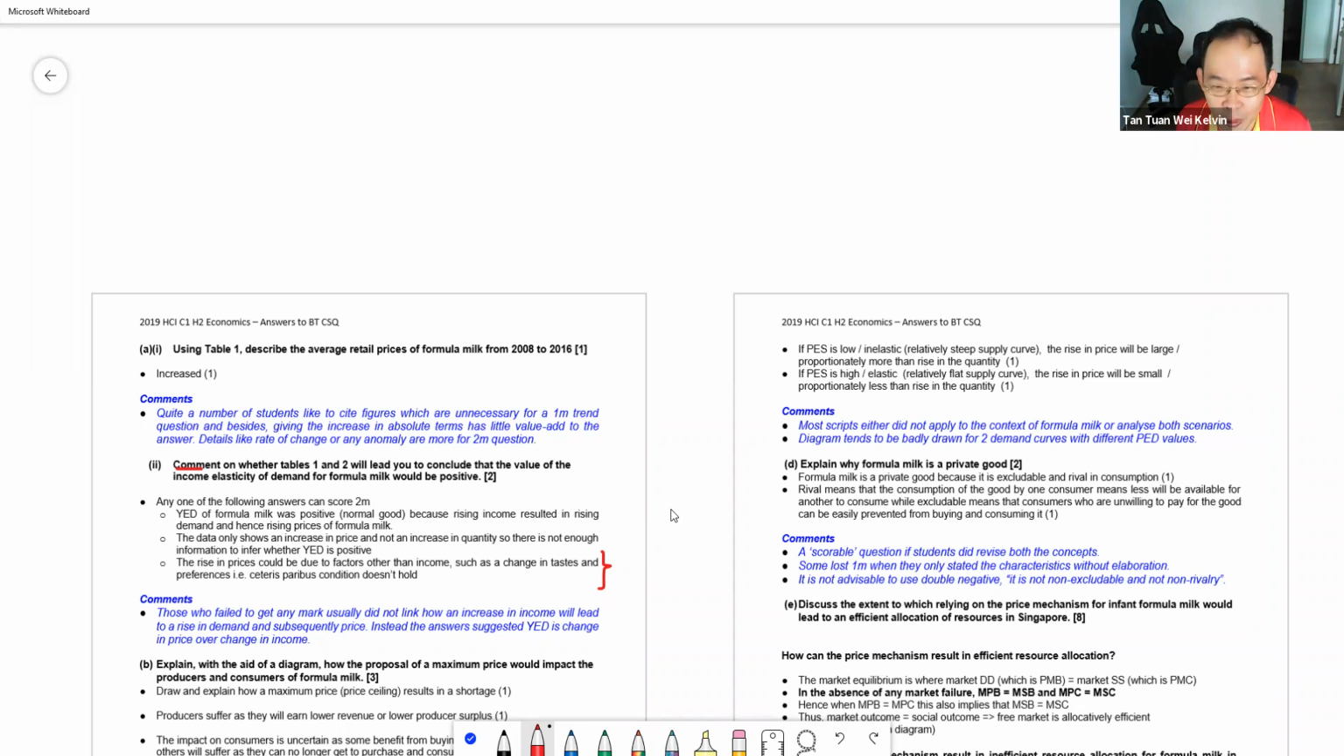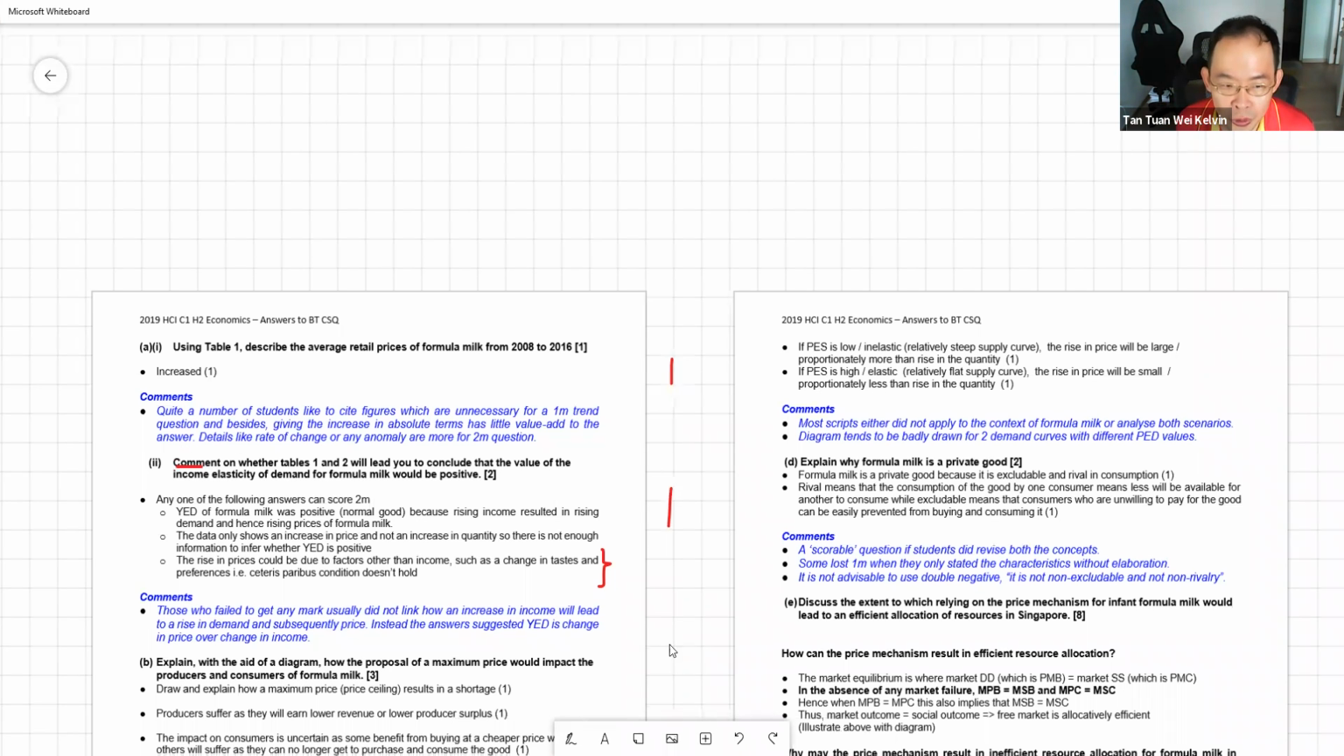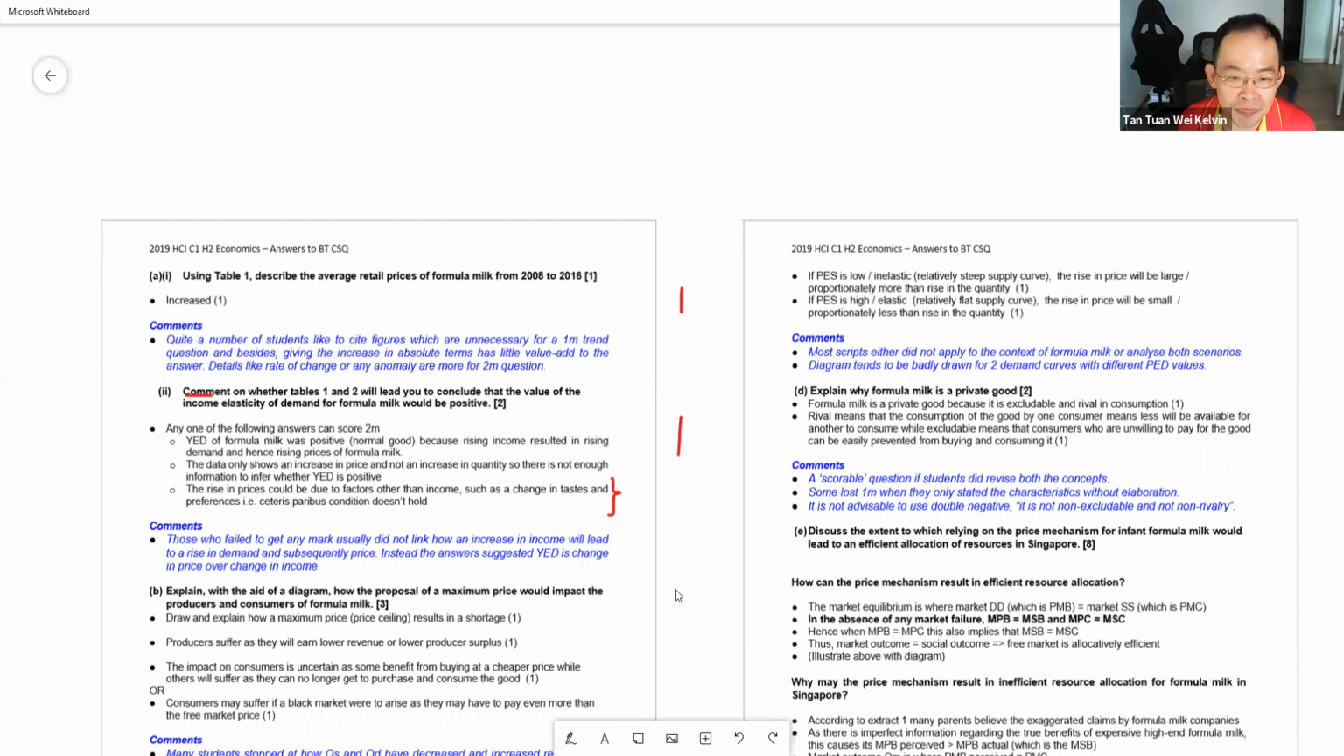Okay, it's a bit demanding, I agree. So a lot of students only get 1 mark here. So if they score 1 mark for part A part 1, and 1 mark for part A part 2, that's fine. So don't worry if you lose a mark because you fail to understand what they're trying to say.